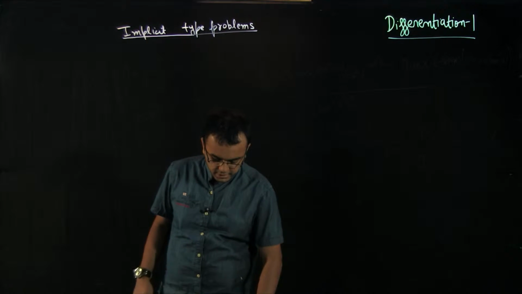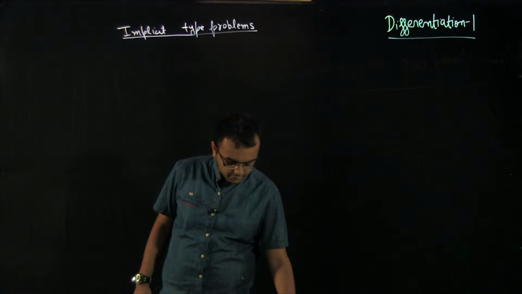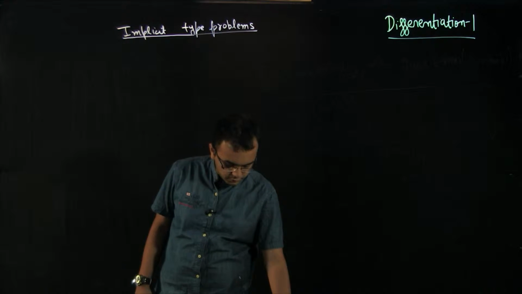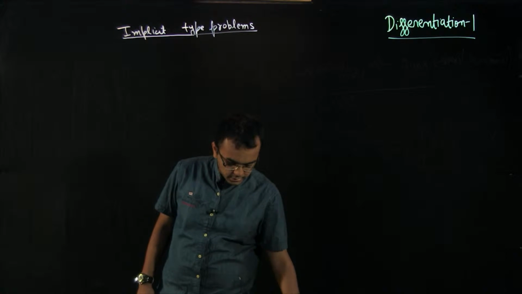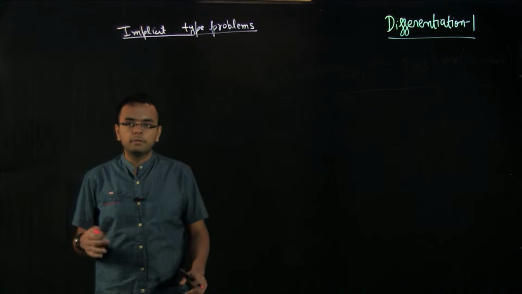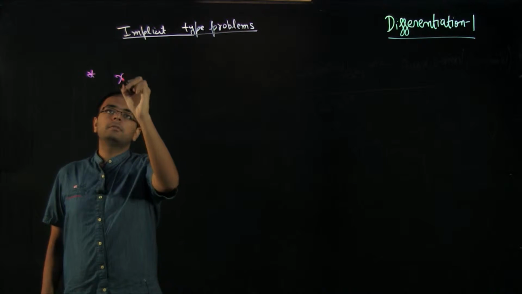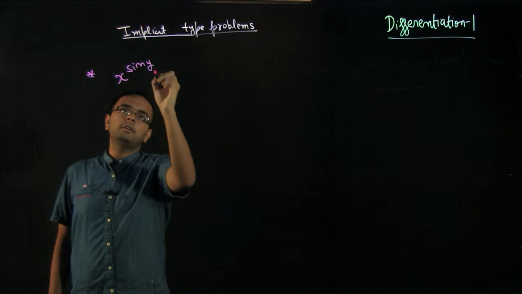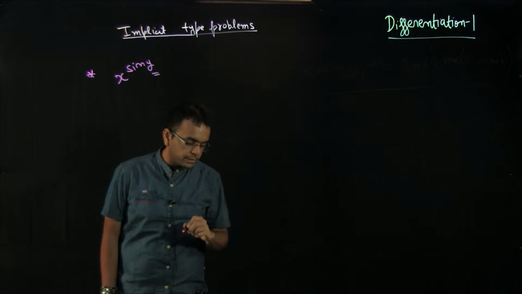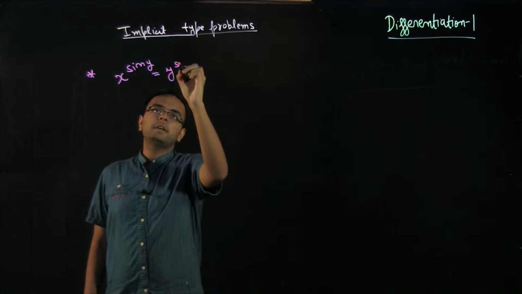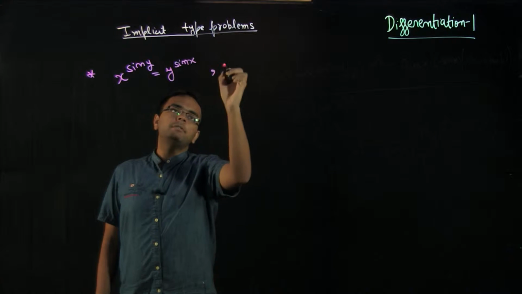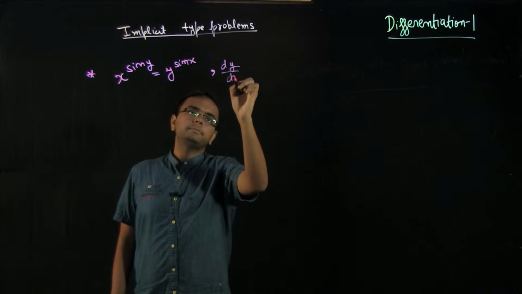So let us start with an example of implicit type problems, and in this you will again use the knowledge of the videos which we have already discussed. The problem is, find the derivative. A relation has been given, x raised to the power of sine y is equal to y raised to the power of sine x, and we have been asked to find dy by dx.